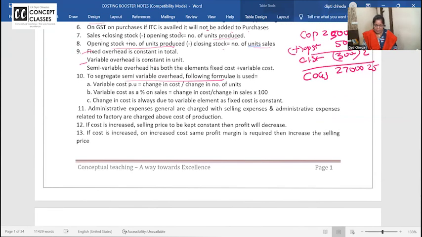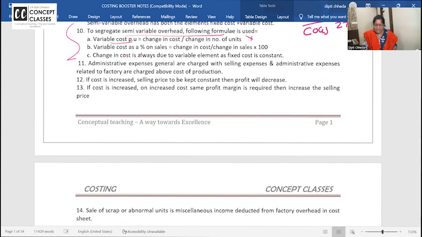To segregate the semi-variable overhead, I told you in semi-variable overhead also fixed cost is same. So variable cost per unit is change in cost by change in units. If it is percentage on sales, change in the cost because sales is changing is only because of the variable element, so change in cost by change in sales into 100. When you work out this part, you will get it. Administrative expenses, if they are general, take it along with selling expenses after the COGS. And if they are related to factory, then we will take them on top of cost of production.